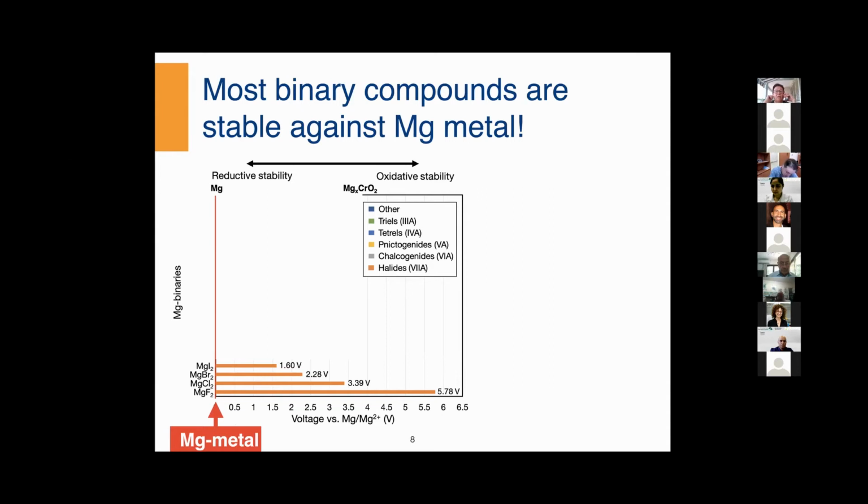So let's apply this technology to a number of materials. It starts with a very simple example. We have halides plotted here. On the x-axis, you have the voltage versus magnesium.